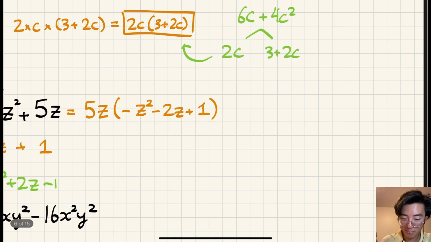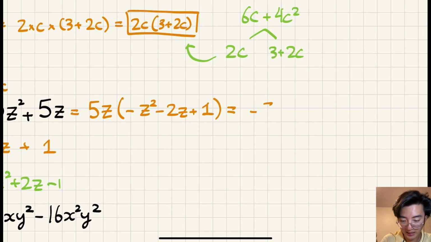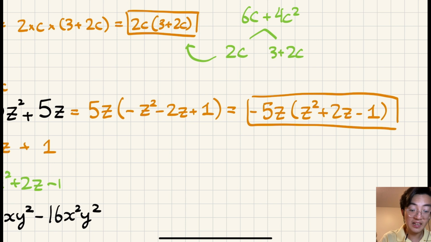Which means that when we take out a negative sign, we get negative 5z times z squared plus 2z minus 1. Right? And that's our actual answer. So technically, this is still correct, right? There's nothing wrong with this answer.